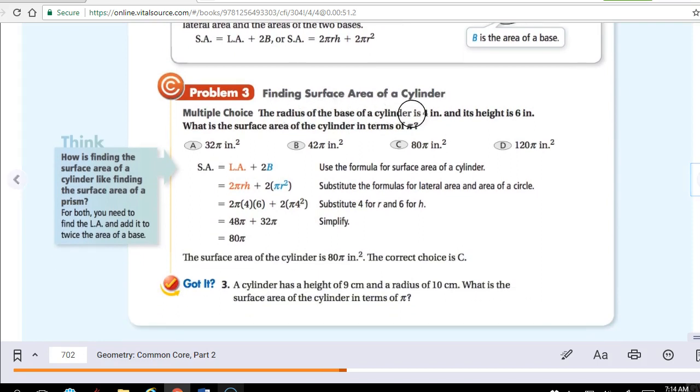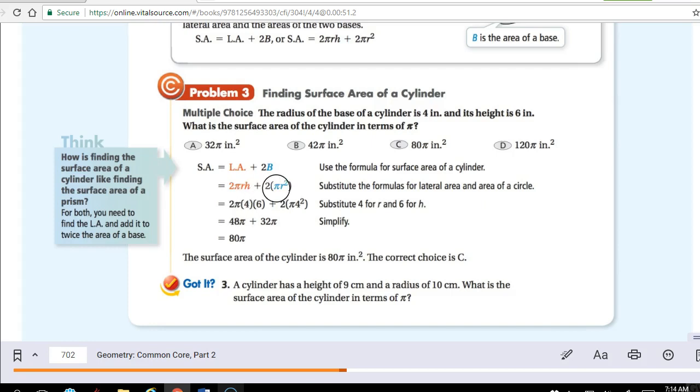it says the radius of the cylinder is 4 inches and its height is 6 inches. What's the surface area of the cylinder? Remember, it's the lateral area plus 2 times the base area. And the lateral area, since it gave us the radius, is 2 pi r times h. That'll help us find the side area. And then the base is pi r squared, and of course there's 2 of them.